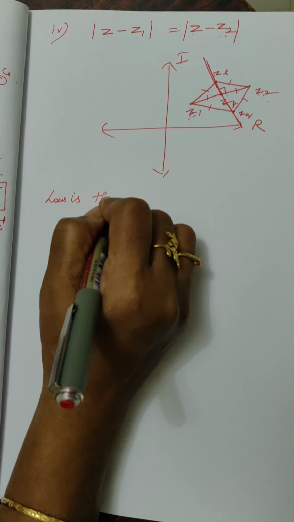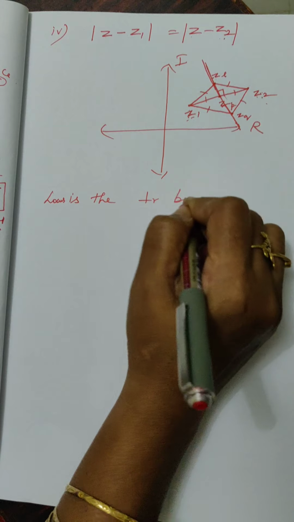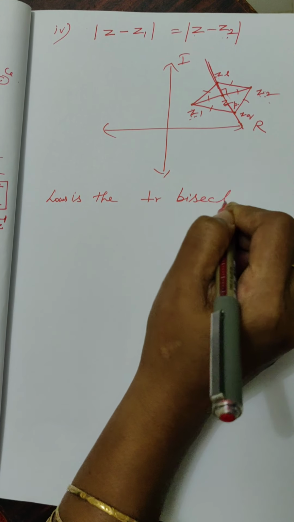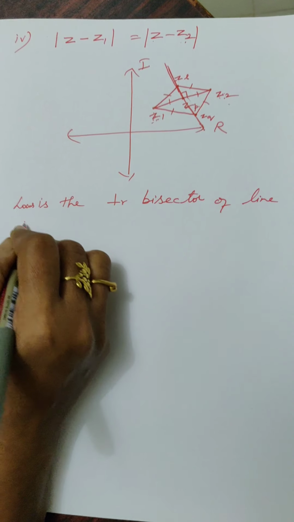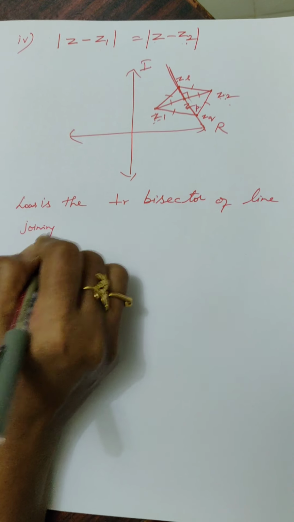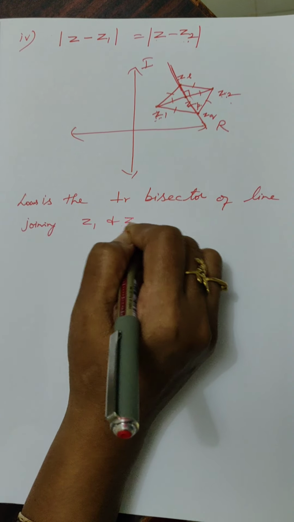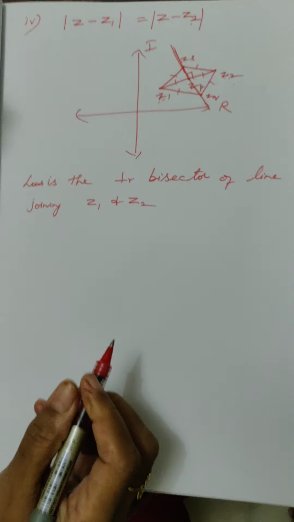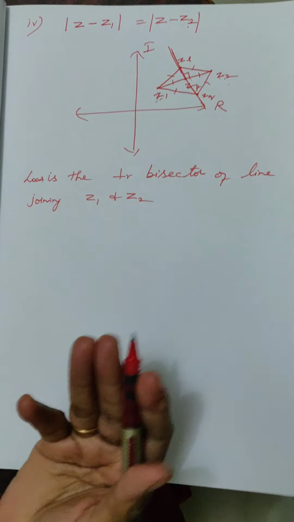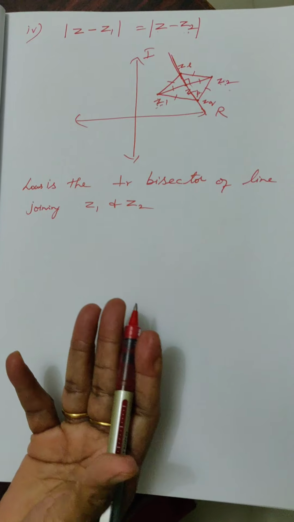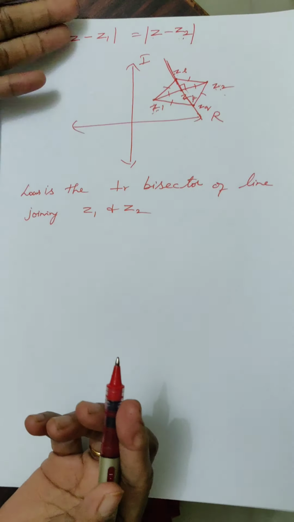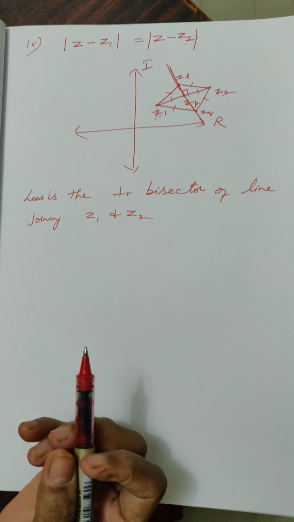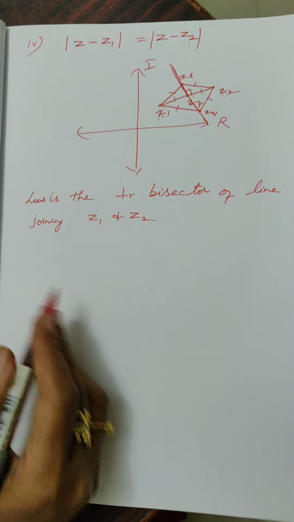is the perpendicular bisector of the line joining z1 and z2 in the complex plane. Is it clear? So it is an interesting fact. This may be asked for your IIT question or some other talent examination question. So if you are proving it diagrammatically, within a second you can do this problem very easily.